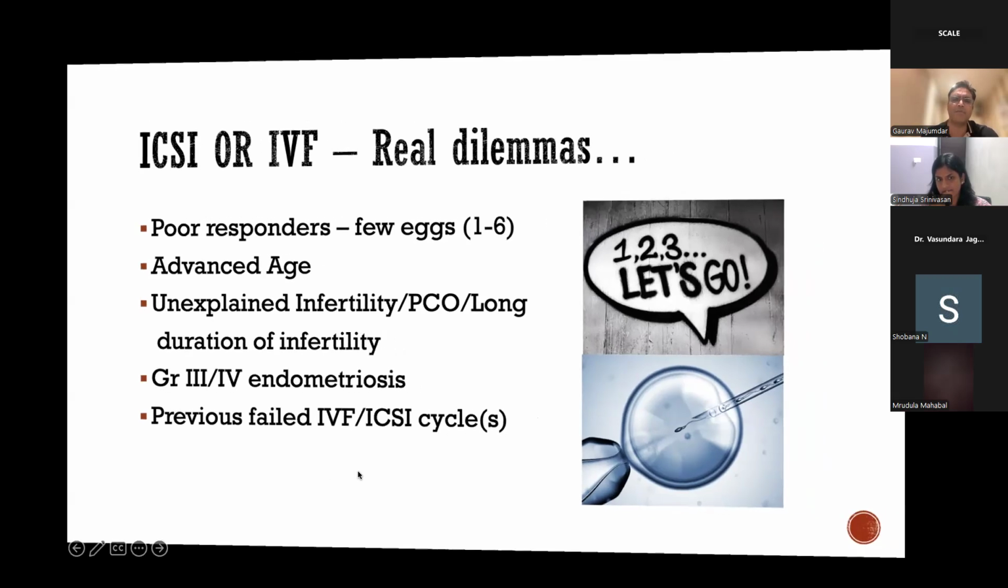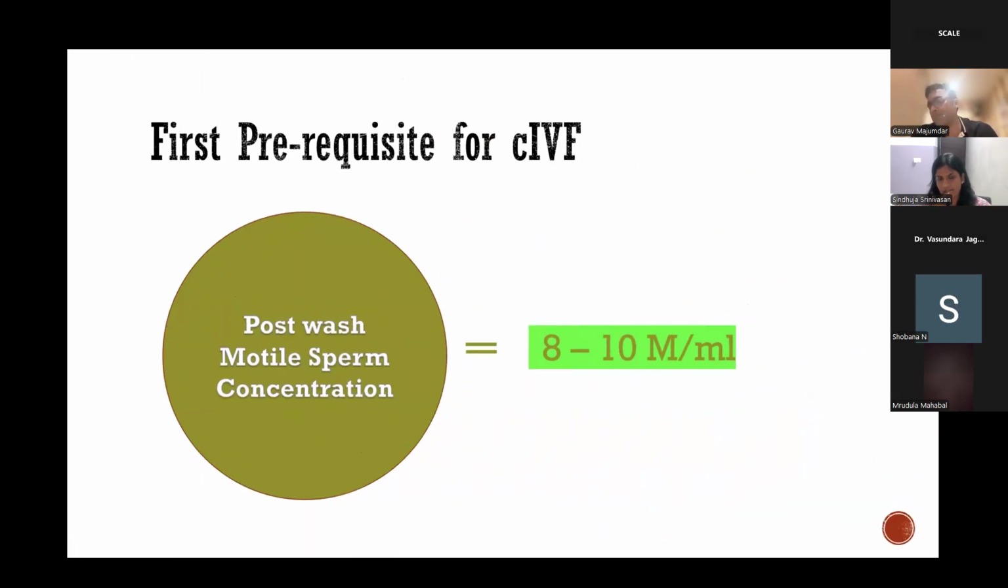So it just generated some data. Okay, so also before I go on to the results, the most important prerequisite for conventional IVF is a very good post-wash motile sperm concentration. So again, this decision of whether you want to do IVF or ICSI cannot be based on a previous semen analysis report, where you predetermine a patient with normozoospermia, because a lot of the times you will have normal sperm, but after processing the semen sample, you will see a very poor post-wash motile sperm concentration.